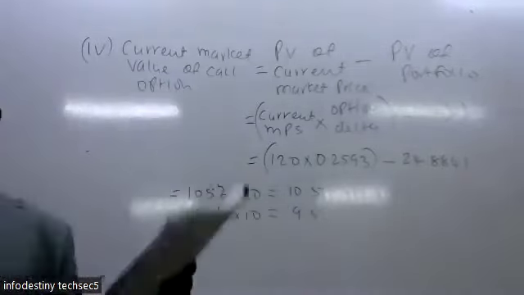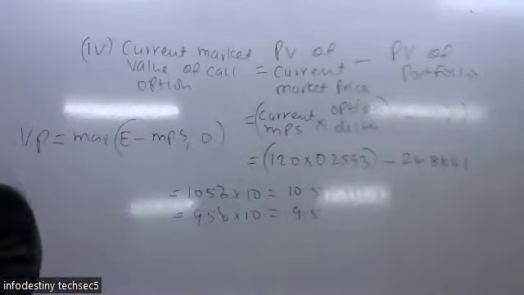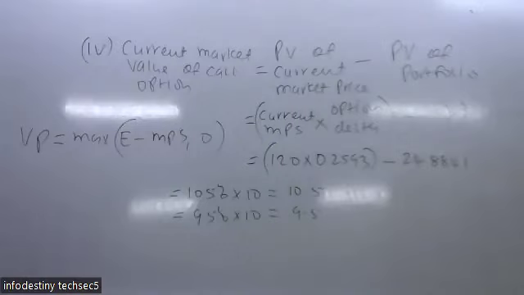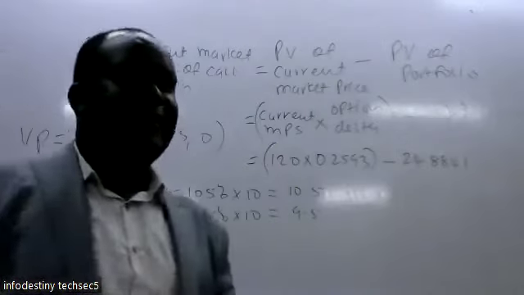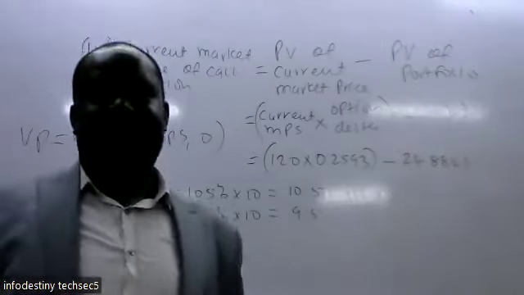When you are computing the value for the put option, it will be the maximum. This time you start with the exercise price, then you minus the market price. That's the only difference. The rest will be the same as what we have done. So it makes sense now from that point.